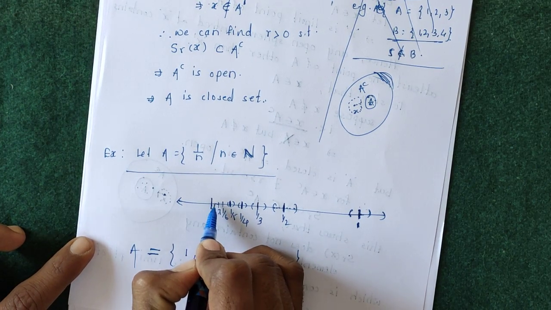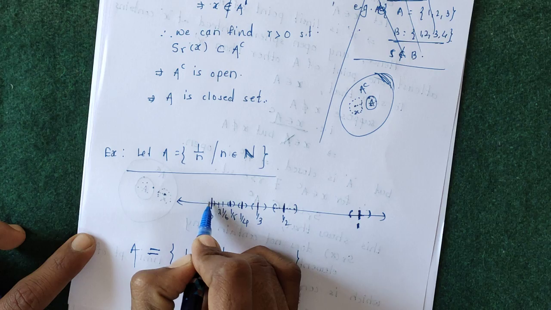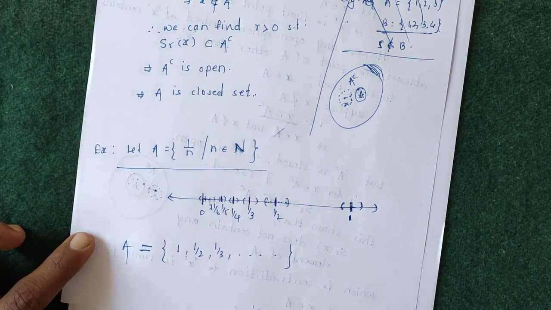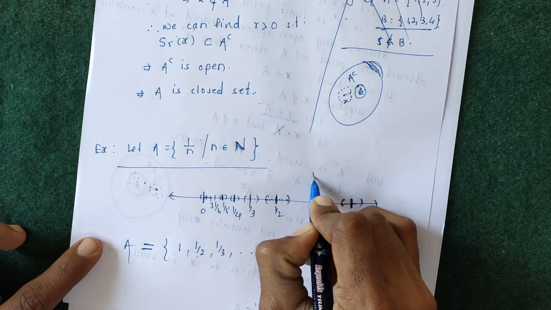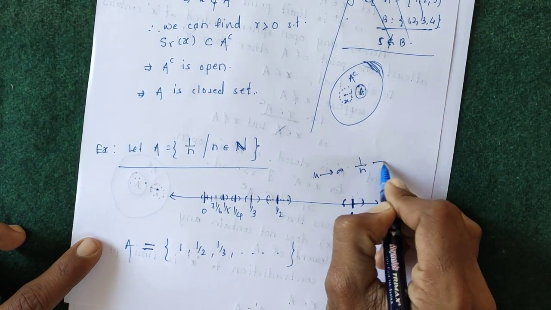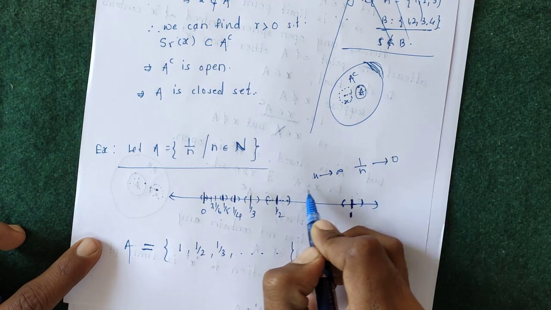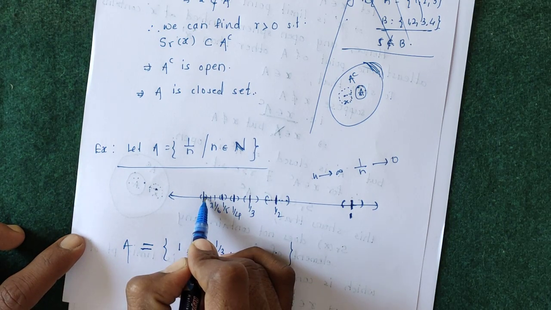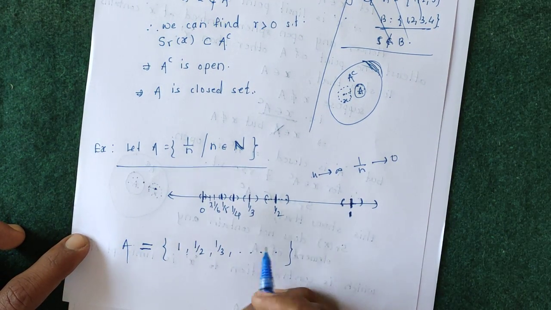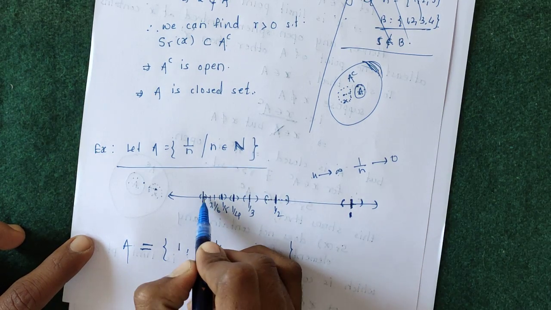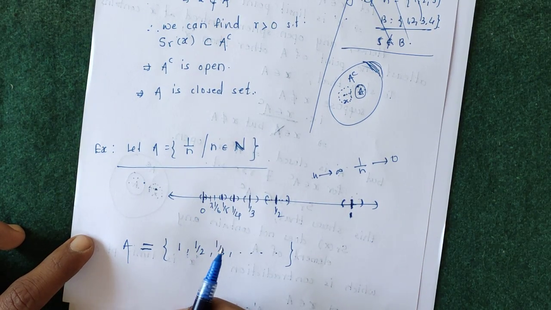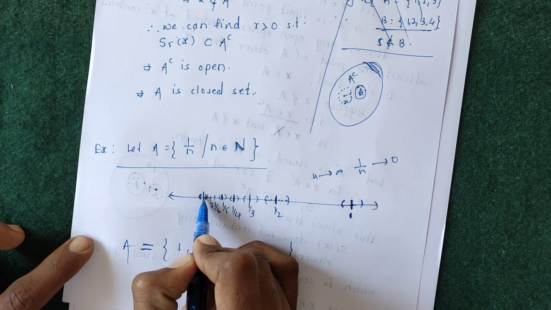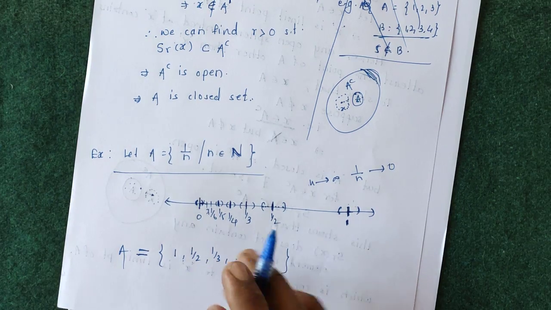then for any smallest radius there are some elements near 0, because whenever n tends to infinity, 1 upon n tends to 0. This implies that there are a lot of points of this set A near 0. So, for the smallest radius possible, there are some elements of A other than 0.